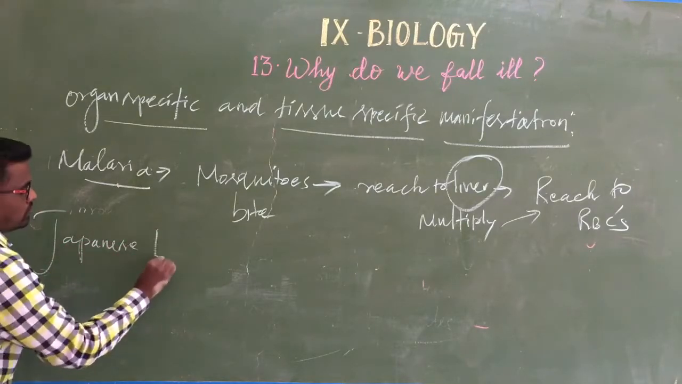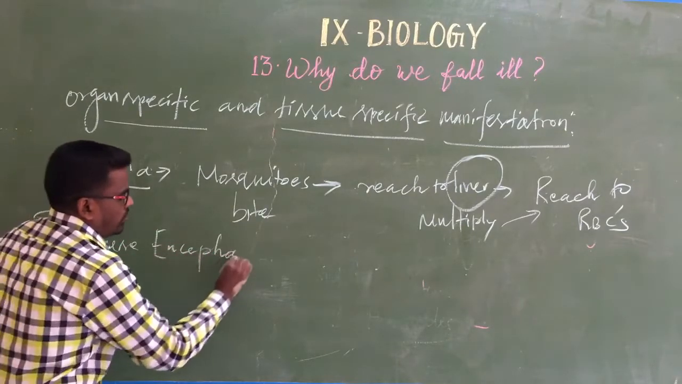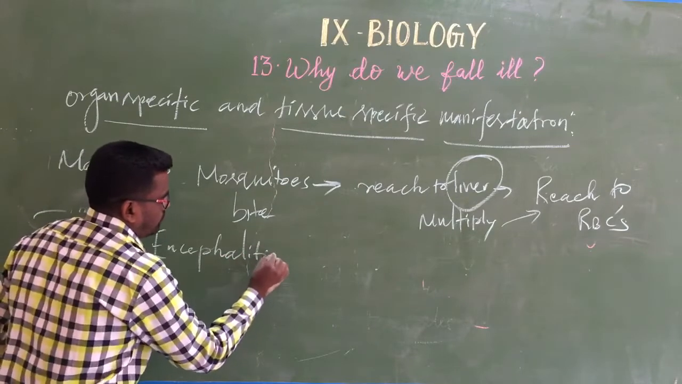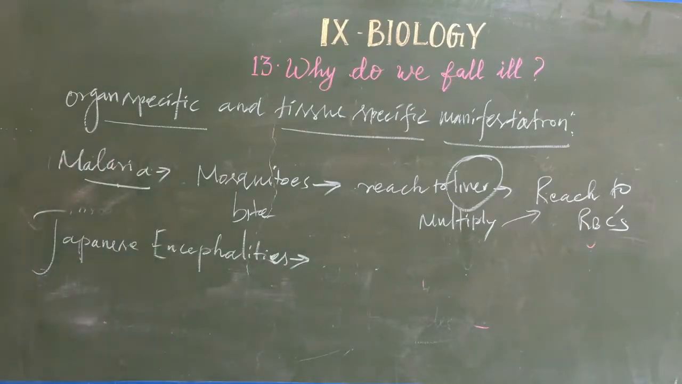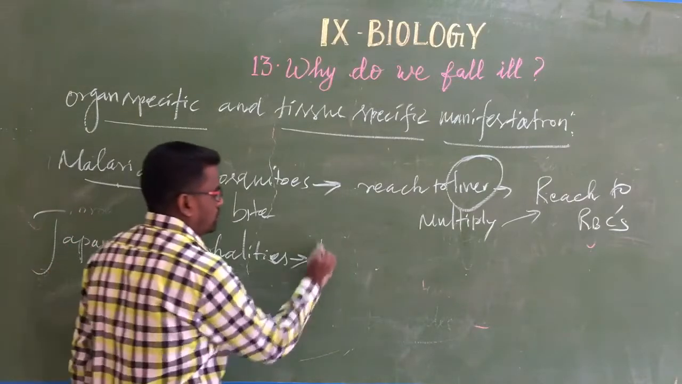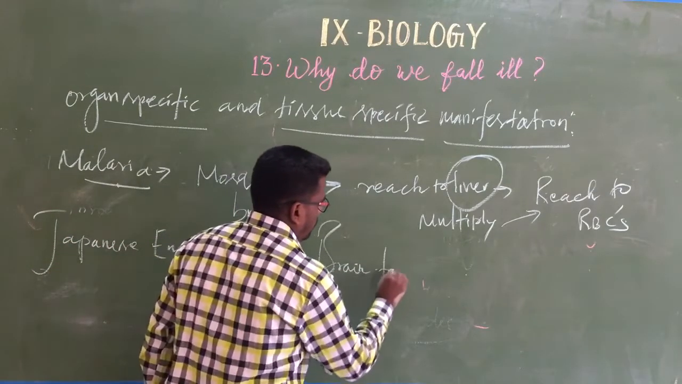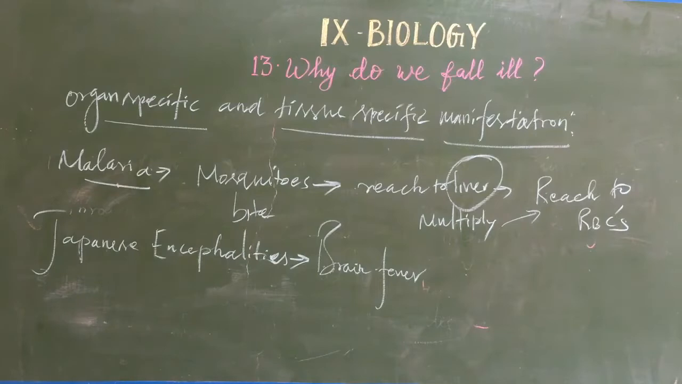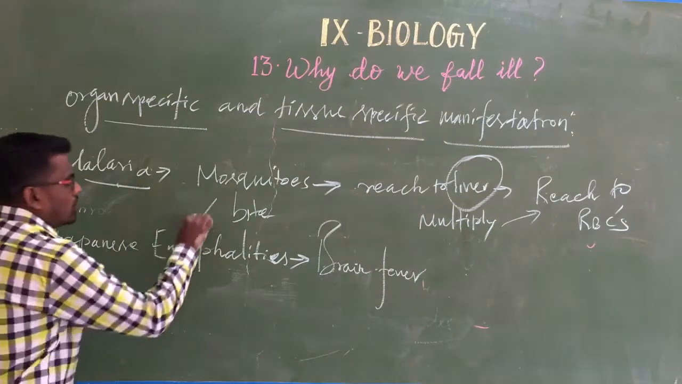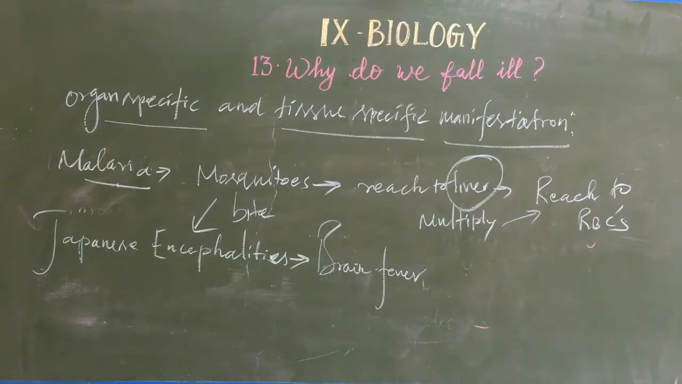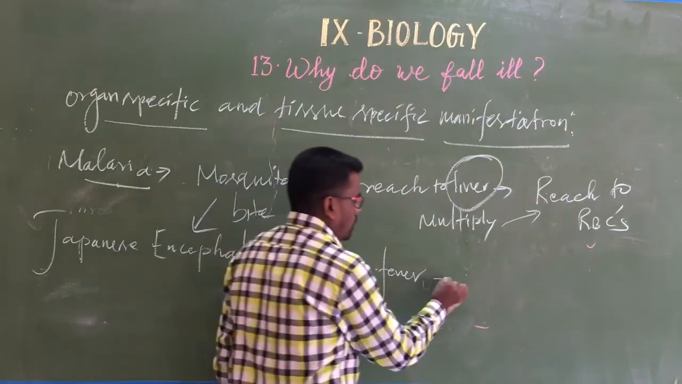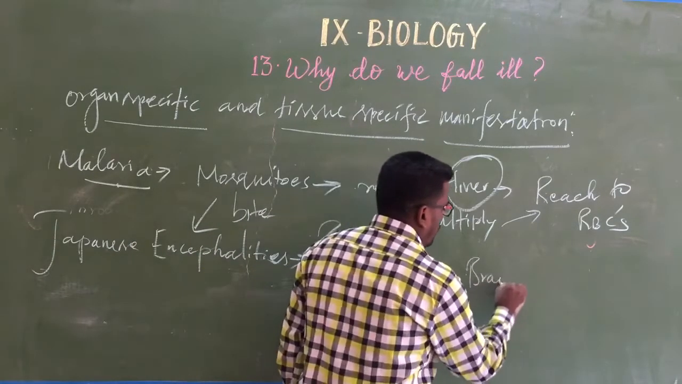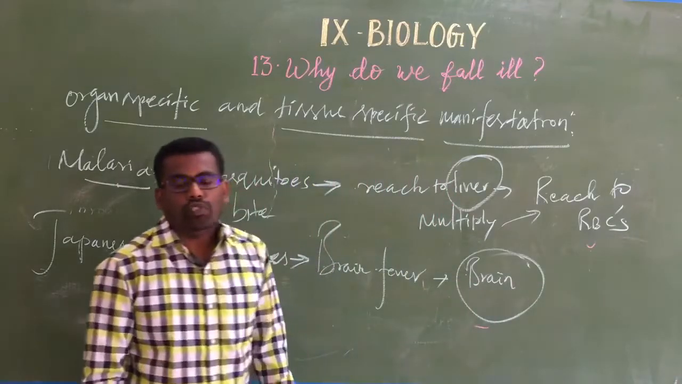Japanese encephalitis. Encephalitis means what? Brain fever. This brain fever, this disease is also transmitted by the mosquito bite only. Okay, where will this disease causing organism reach? It reaches the brain and affects the brain's function.